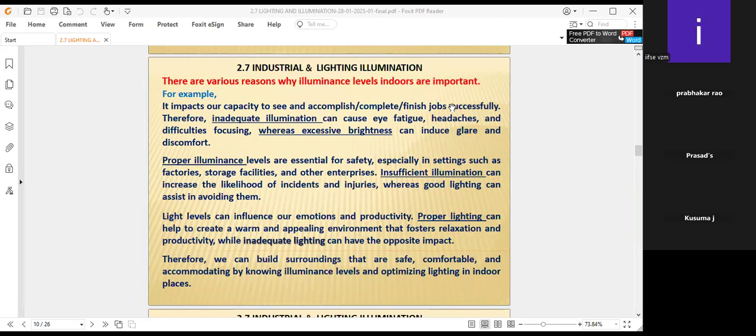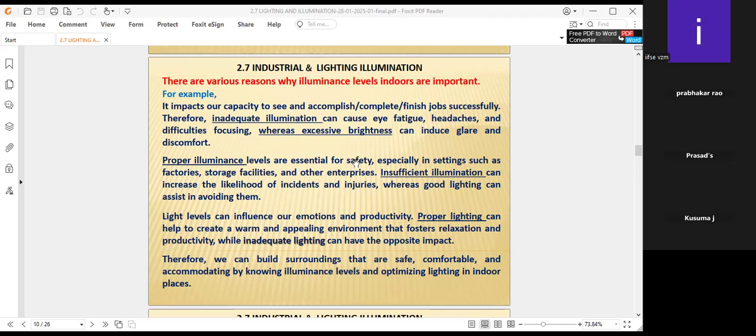In a safe manner, you are reaching the objective. Therefore, with inadequate illumination, what happens? It can cause eye fatigue, headaches, and difficulty focusing, whereas excessive brightness can induce glare and discomfort. Both cause inconvenience to the people in the household indoors, because inadequate, that means not adequate, can cause fatigue and headache.